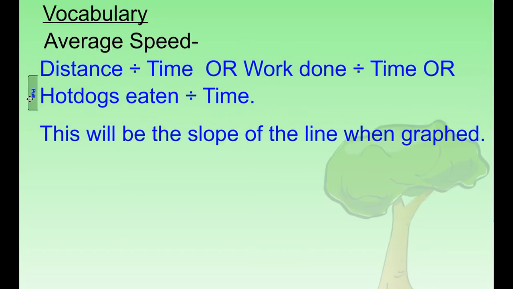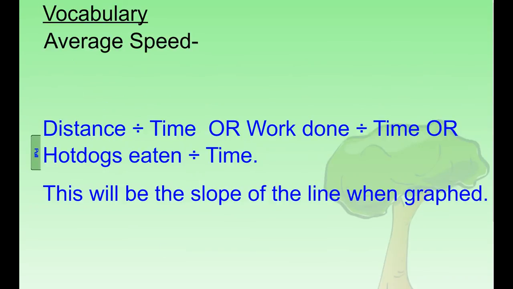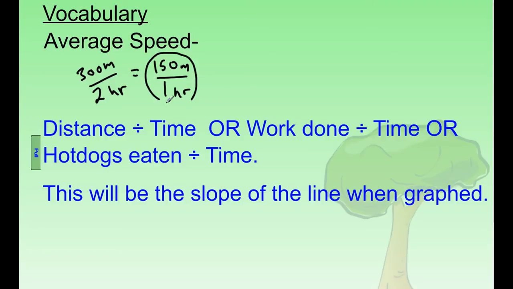So average speed is something divided by time. So distance. If you're driving a car and you go 300 miles in 2 hours, well, if you would divide that, you'd get 150 miles in 1 hour. Maybe that's not a car. Maybe it's a jet or something. That would be your average speed.